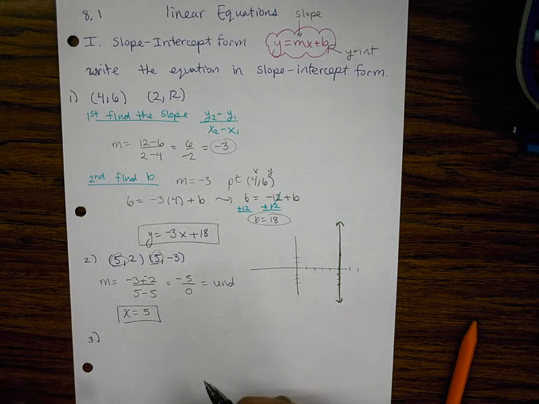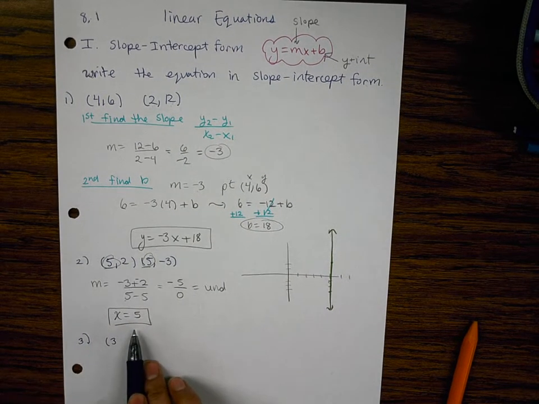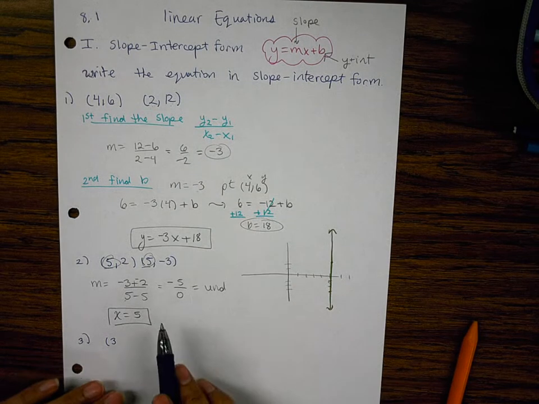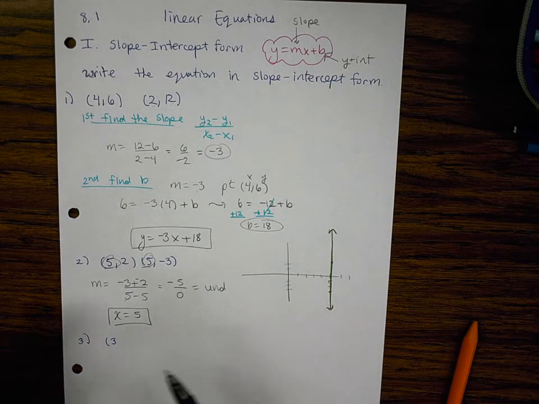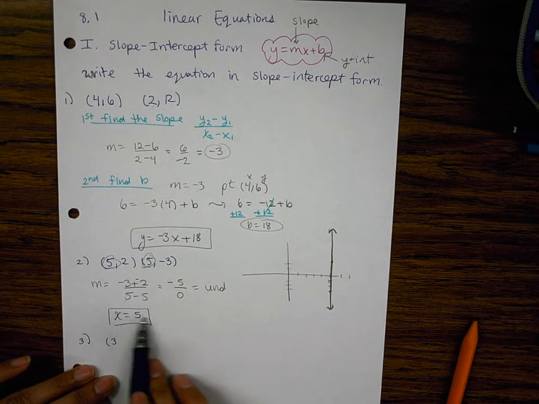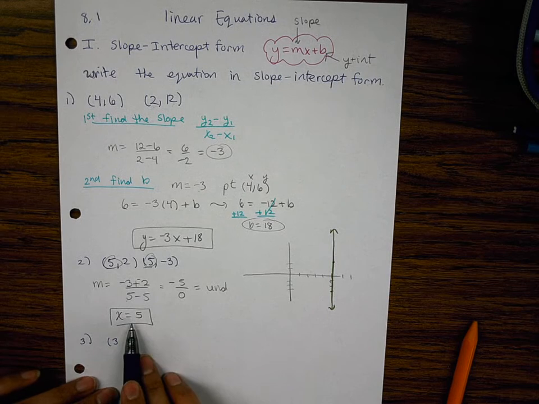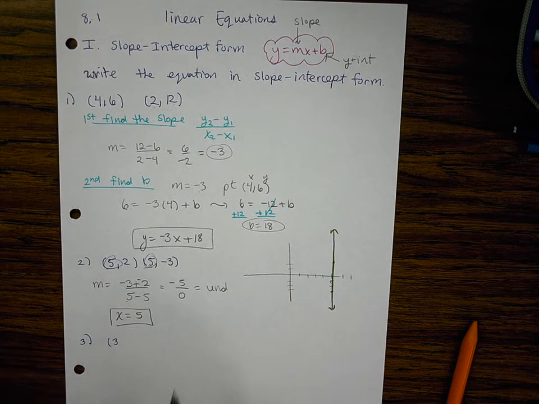Okay, number 3. Oh, back here on this one really quick, it said slope-intercept form, and the book will say, if not, write in general form and explain why you cannot write it in slope-intercept form. I can't write this one in slope-intercept form because the slope is undefined. The best I can do is x equals 5. That's it.